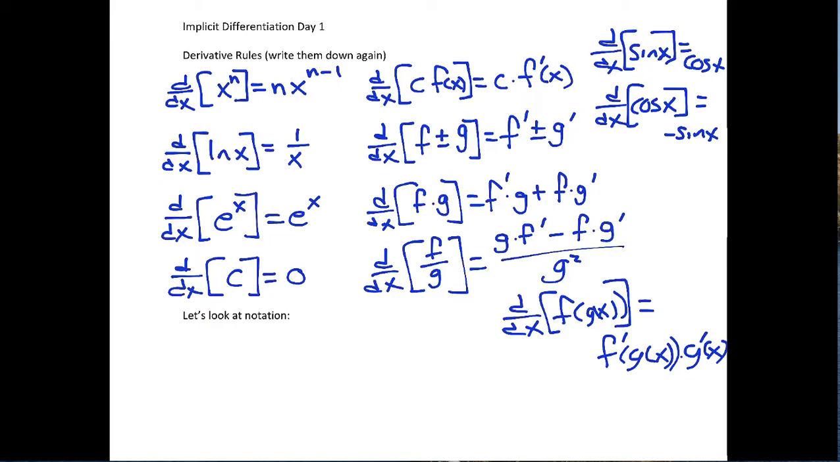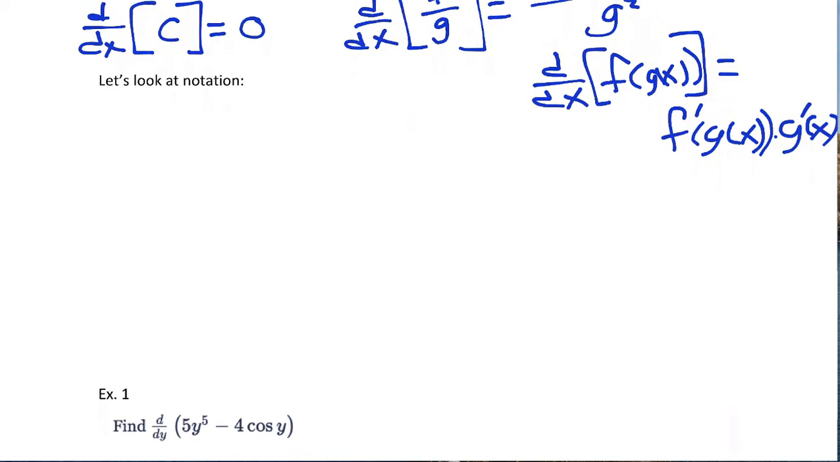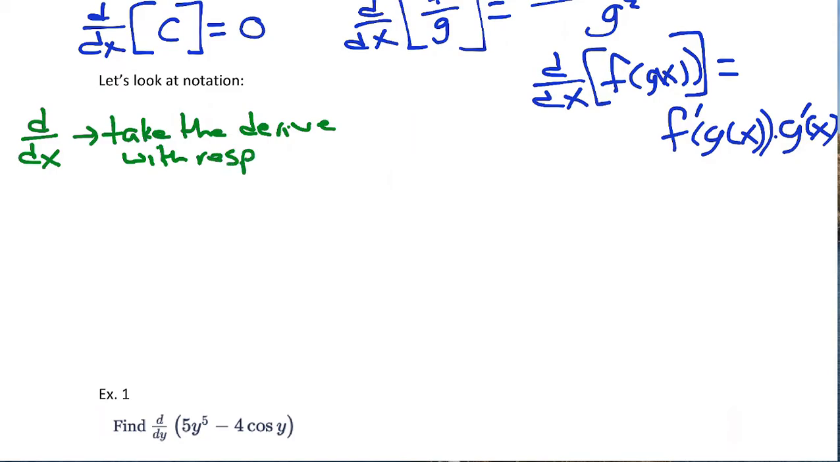If we look at some different things that we're trying to do on this, we have to think about notation and what this notation means. This notation just means take the derivative with respect to x. So perform those rules on the variable x. That's what that means.